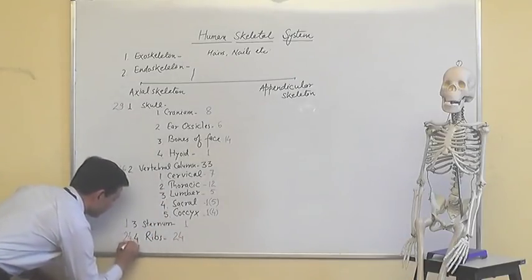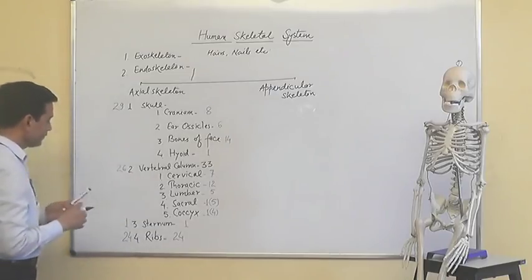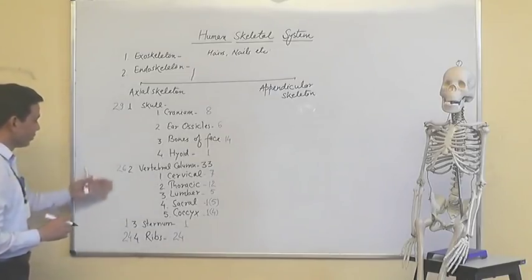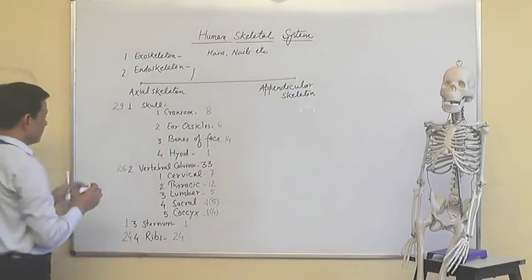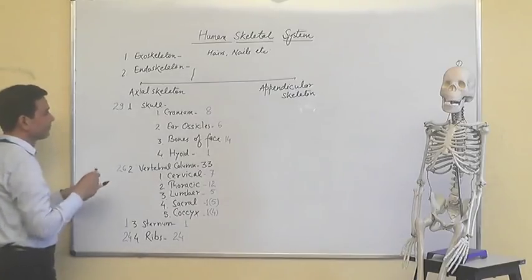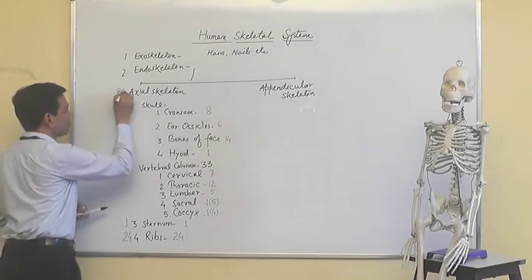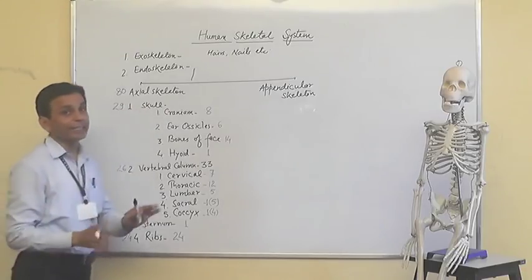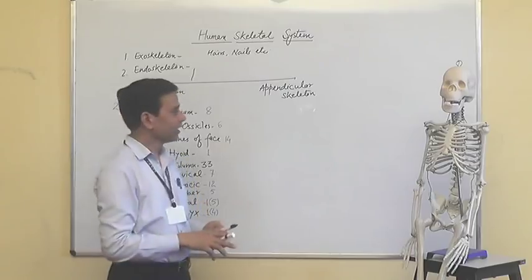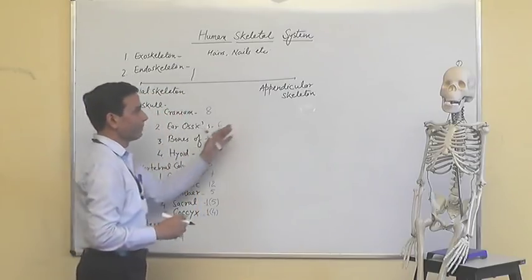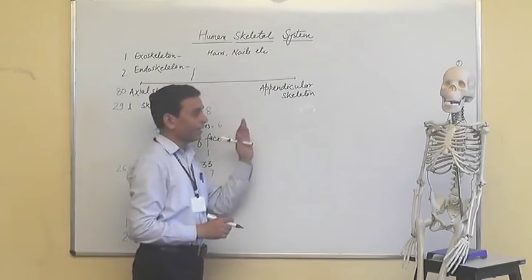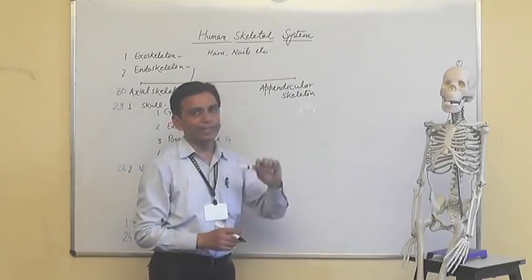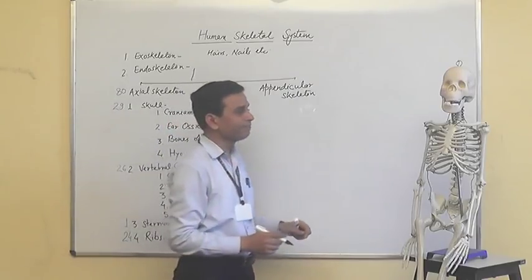Total bones are 24. Now we add these bones. The number will come 80. So our axial skeleton is made up of 80 different types of bones. Let us move on to appendicular skeleton. What do you know about appendicular skeleton, students?